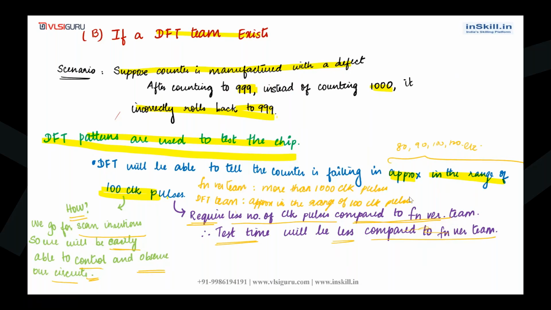So with the DFT team, we require fewer clock pulses compared to the functional verification team. That's why test time will be less compared to the functional verification team.